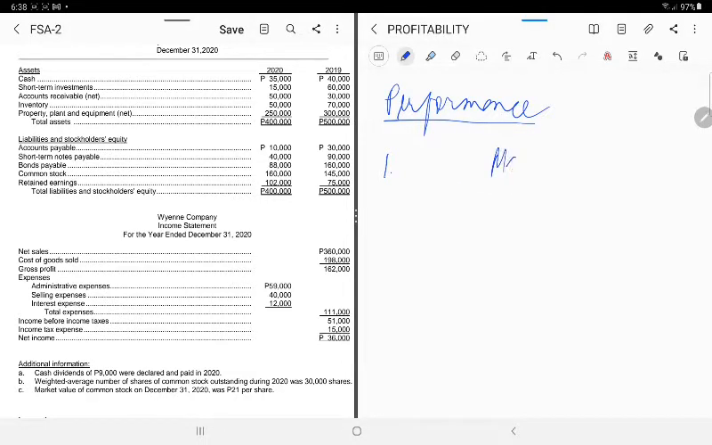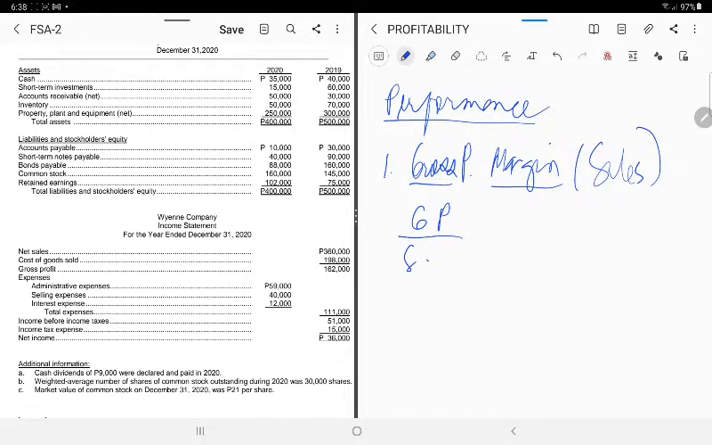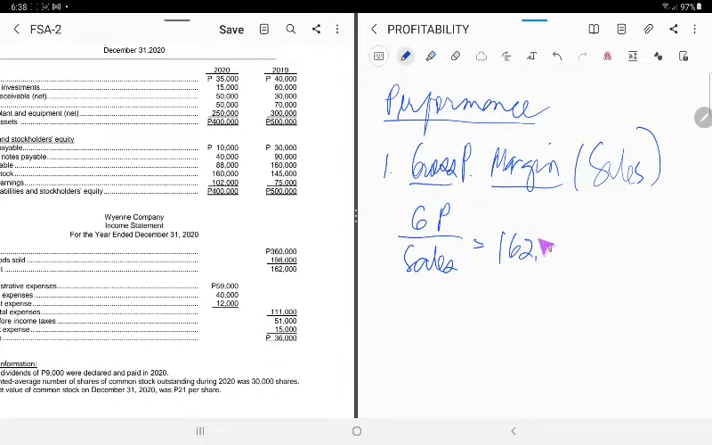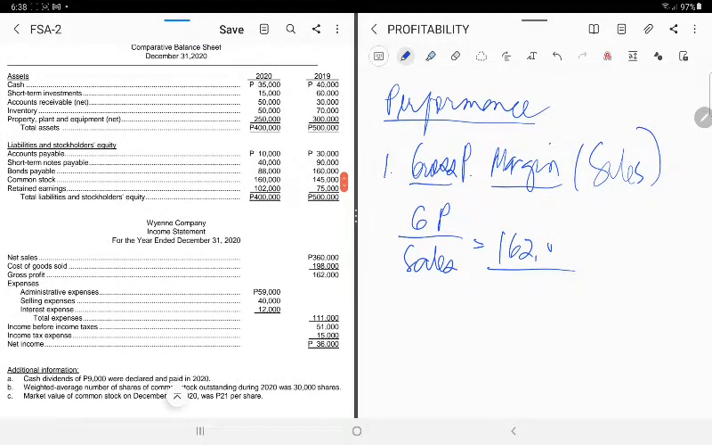The thing is, we call it margin. Every time that you use margin, you have to remember that it uses sales. So when you say gross profit margin, the numerator will be gross profit, and the denominator will be sales. Let's take a look at the gross profit. It is 162,000. You divide it by the sales of 360.